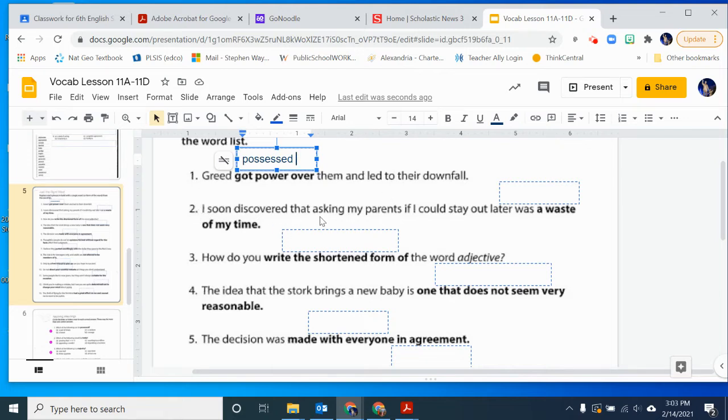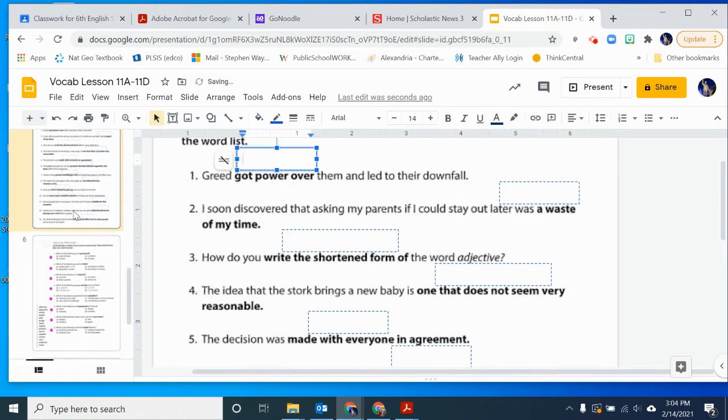I soon discovered that asking my parents if I could stay out later was a waste of my time. Well, I know that word is futile, F-U-T-I-L-E. Right. So that's how we do 11B. I will erase these from what you have.